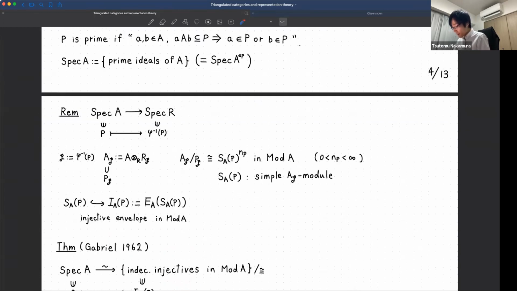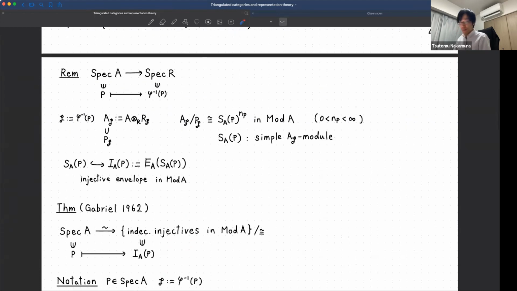Okay. The next theorem is very well known and essentially proved by Gabriel. There is a bijection from the set of prime ideals to the set of isomorphism classes of indecomposable injectives given by this assignment.